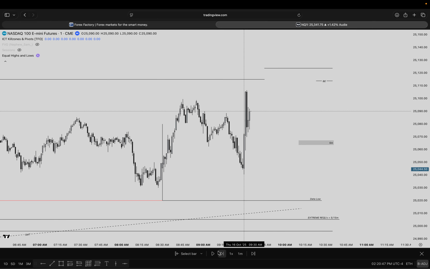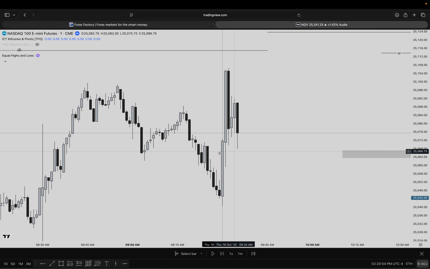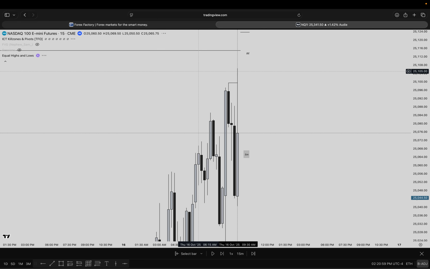Let's just play this out and see how it runs. So we do end up running up. We take this liquidity here. There is a decent 1-minute setup, I think. Let's see if we had any SMTs.